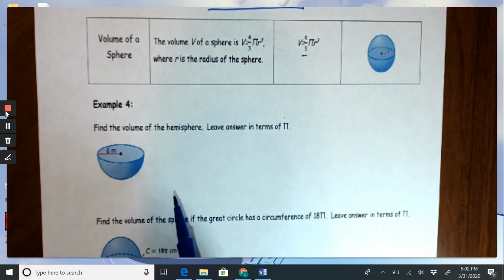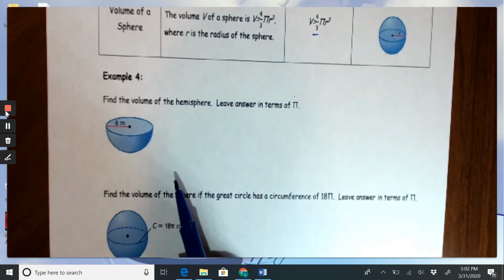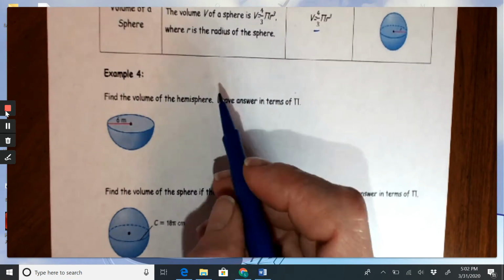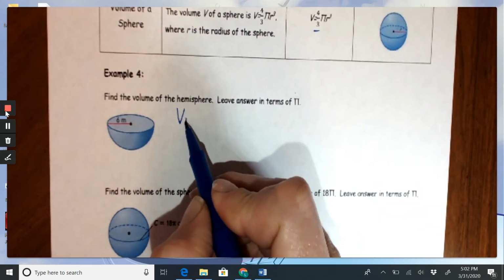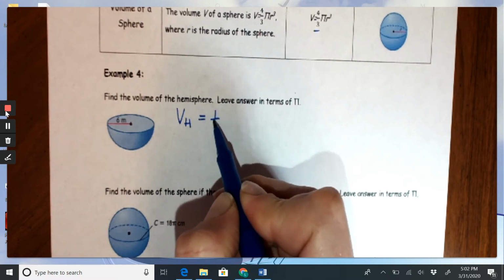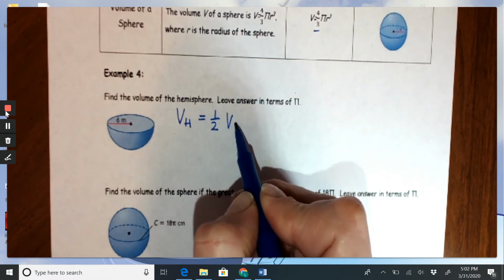Now, we're going to first look at the volume of a hemisphere. It's a little bit easier than thinking about the surface area of a hemisphere because here we're just talking about how much we need to fill it up. For a hemisphere, it really is just half the volume of the sphere. So I'm going to say that the volume of the hemisphere is equal to 1/2 the volume of the sphere.